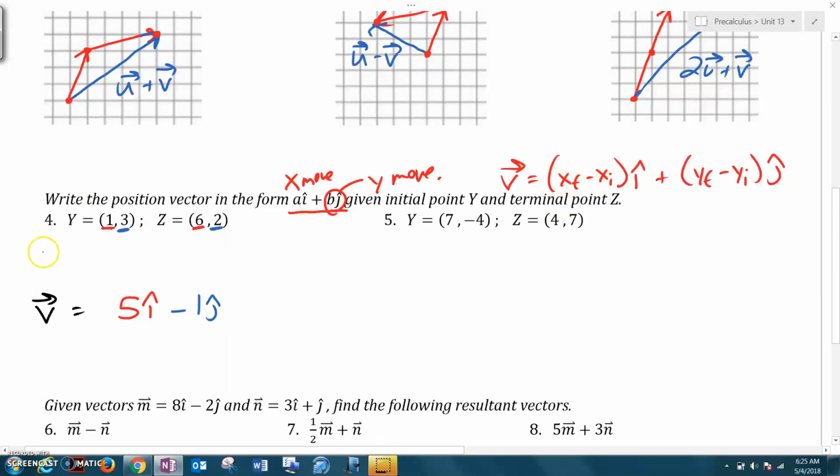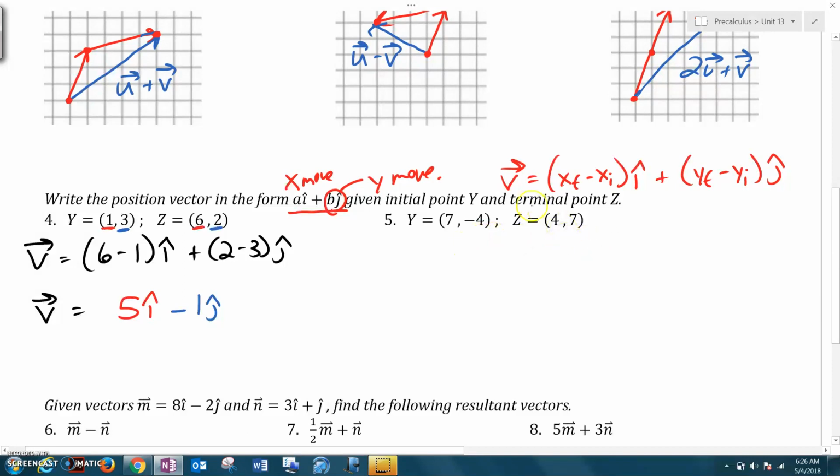You could have used this formula. Here's how the formula works. The final x, which is 6, minus the initial x, which is 1, plus the final y, which is 2, minus the initial y, which is 3. And then you get those values.